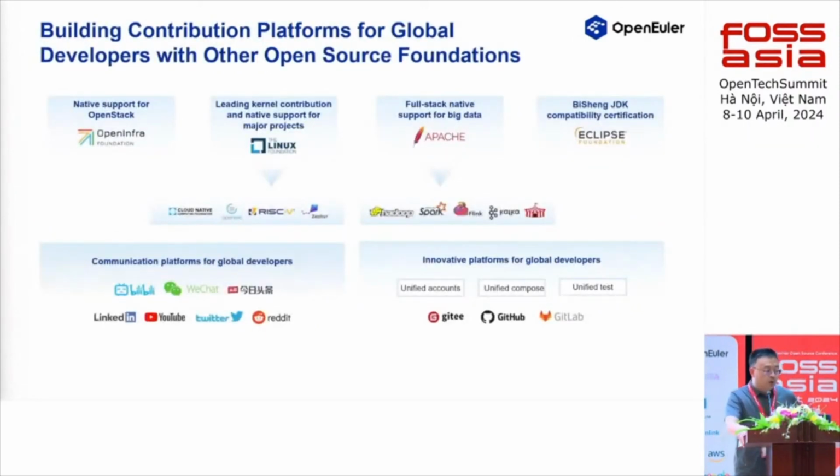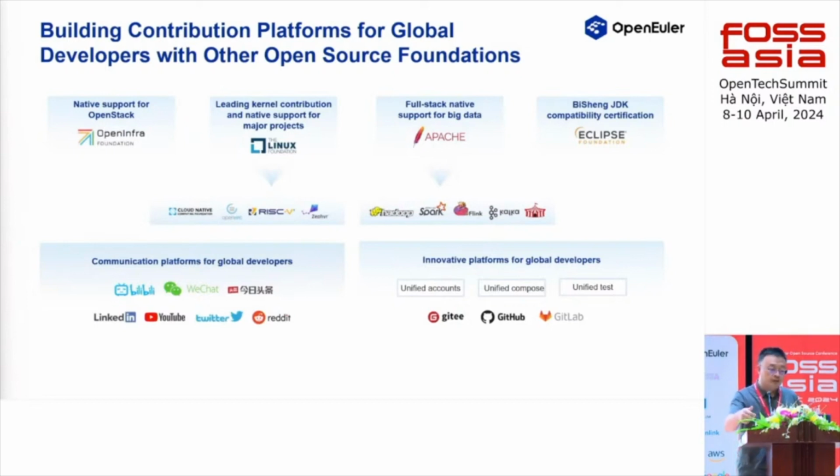We are now building openEuler as a contribution platform for global developers with other open source foundations. For example, openEuler already has native support for OpenStack. This was done with the OpenInfra Foundation. Members from openEuler have already become leading kernel contributors. And we also have native support for major projects in the Linux Foundation. We also give full-stack native support for big data like Spark and Flink under the Apache Foundation.